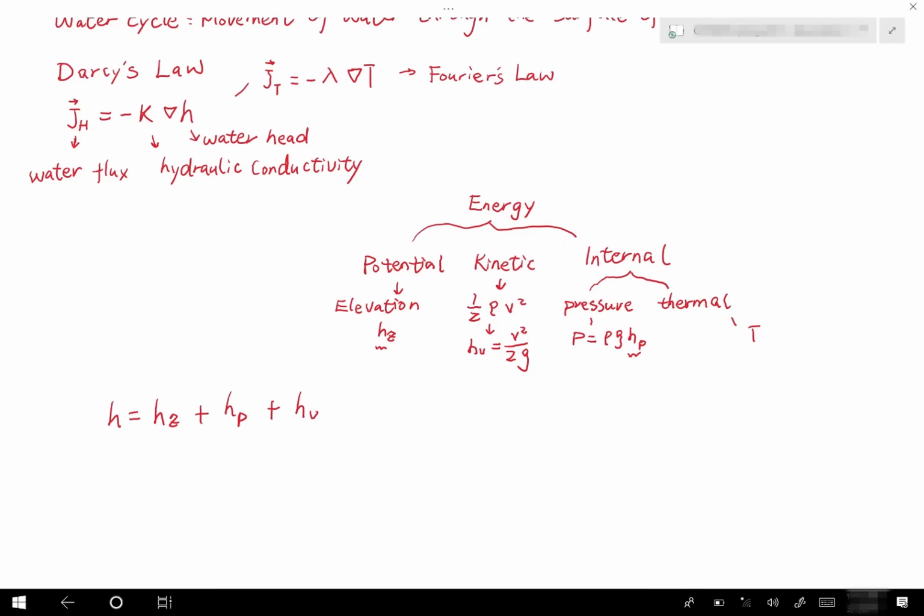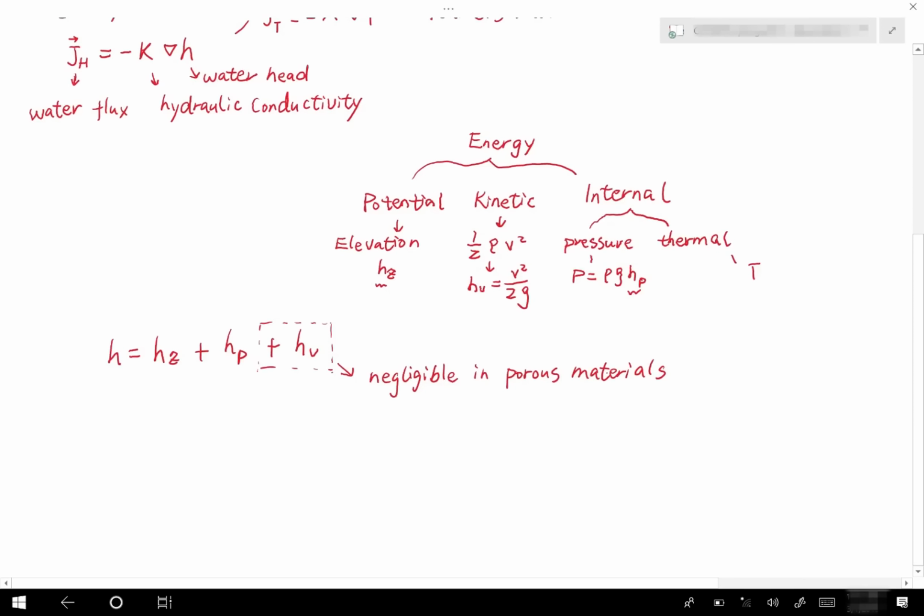And one thing to keep in mind is that this term, HV, the velocity head, is usually negligible in porous materials. Because we have very small pores, and it's very hard for water to move through the pores. That will consume energy. So because of that, the velocity in porous materials like soils usually cannot be that high. It's very low, so the corresponding velocity head is much smaller than the elevation head and pressure head. So usually, we don't consider this one in porous materials like soils.